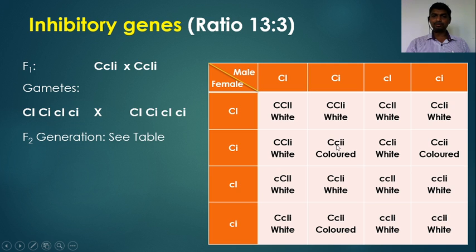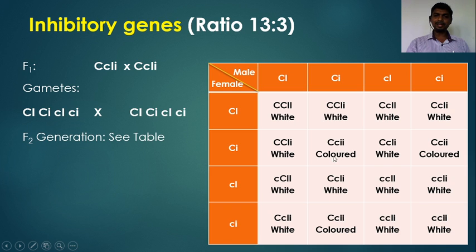Here some individuals we get colored. How are they colored? Here the inhibitory gene is recessive, so it is not able to mask or suppress the phenotypic expression of the dominant color gene, that is the C. So the individuals obtained are colored. Here also this inhibitory gene is recessive, small i, small i. So if the color gene is dominant and the inhibitory gene is recessive, it cannot mask or suppress the phenotypic expression of the color gene.